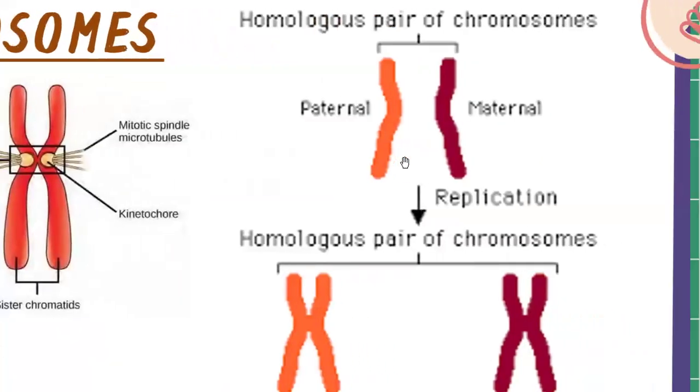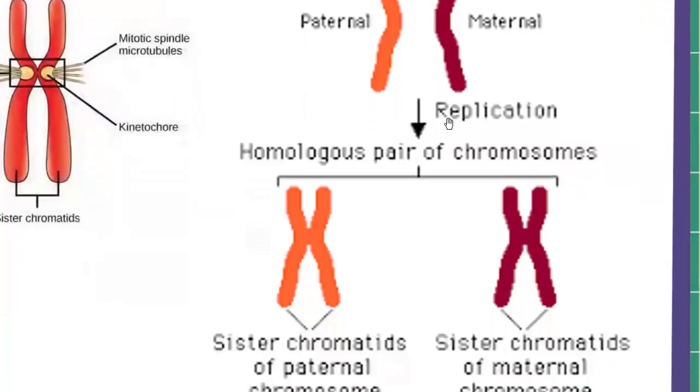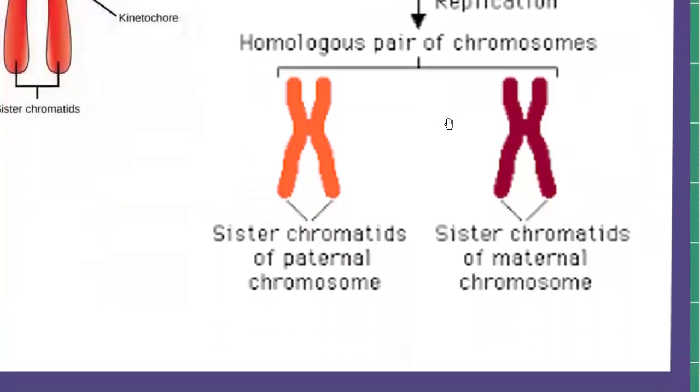One more diagram we have for showing you the homologous pair of chromosomes. The paternal and maternal. Paternal means father and maternal means mother, right? Male or female. Orange is showing you the male chromosome, and the dark brown is showing you the female chromosome, right? After replication, both of the homologous chromosomes will form their duplicated copy, and these are now the sister chromatids of the paternal chromosome and the sister chromatids of the maternal chromosome. Both of the chromosomes are a homologous pair of chromosomes. Both have the same number, same type of genes, same position of centromere, right?